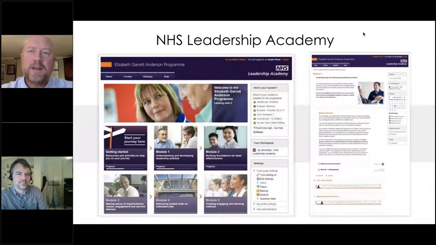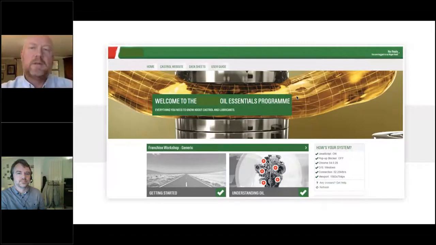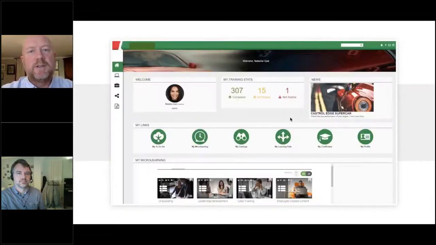One of the main academy programs that Nick and I worked on some years back now, but which remains very influential in our thinking, was the NHS Leadership Academy, which was 5 key, very large courses, if you like, or programs within the UK's National Health Service to drive leadership in a healthcare context. Another example is the Retirements Product Academy from one of our clients in a finance context. So this is really around sales and product knowledge, and even technical academies like oil essentials or lubricants, for instance, from one of our oil energy clients.